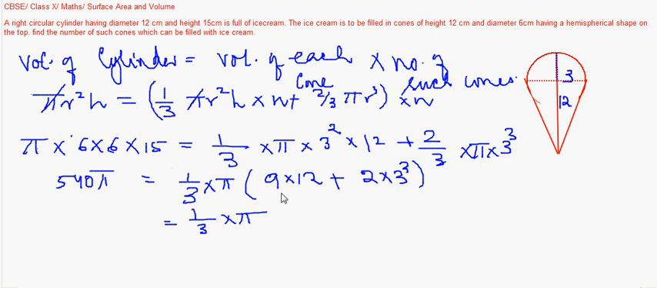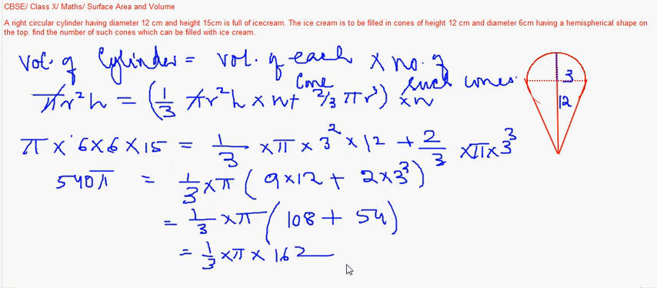It is 12, 3 3s are 9 into 12, that is 108, plus 3 3s are 9, 3 9s are 27 into 4, 54. That's 108 plus 54 giving 162. Then 1 by 3 into pi into 162. That's giving us 162 cancelled, gives us 54 pi.